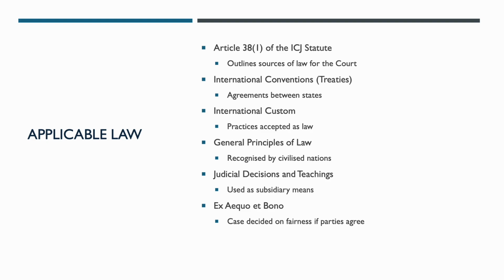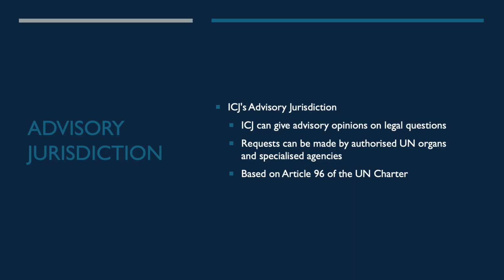Applicable law. Article 38, Clause 1 of the ICJ statute outlines the sources of law that the court shall apply. The first is international conventions or treaties. The second one is international custom. The third one is general principles of law recognized by civilized nations. The fourth one is judicial decisions and teachings of the most highly qualified publicists as subsidiary means. The court may also decide a case ex aequo et bono if the parties agree.